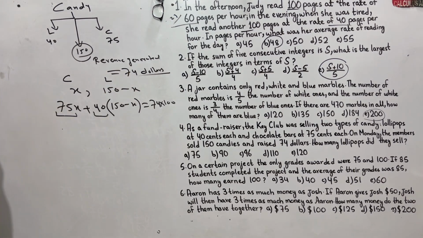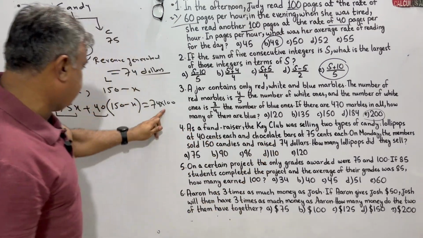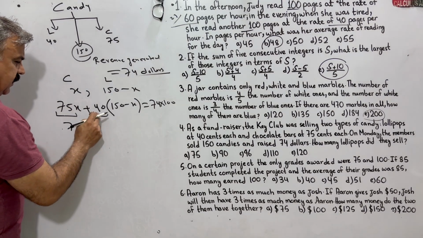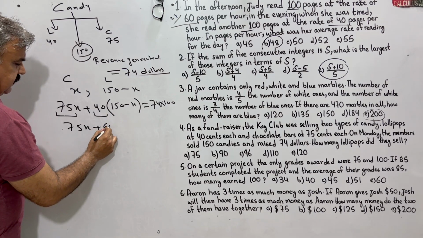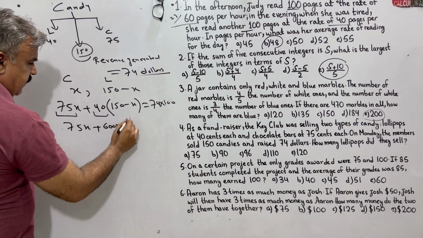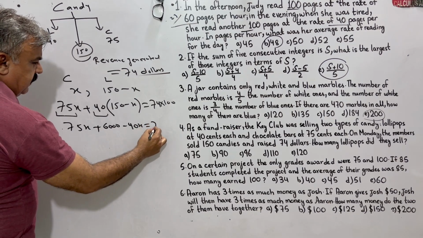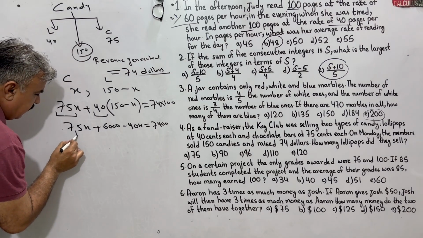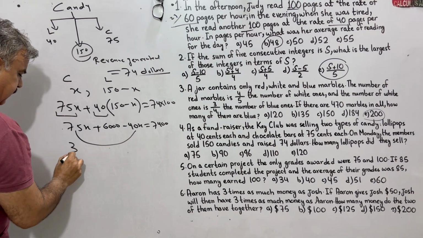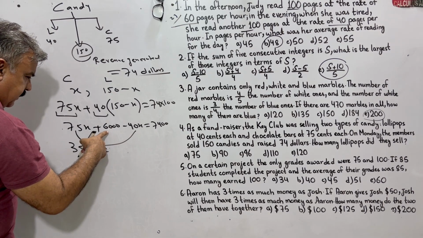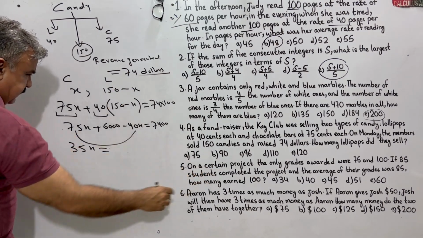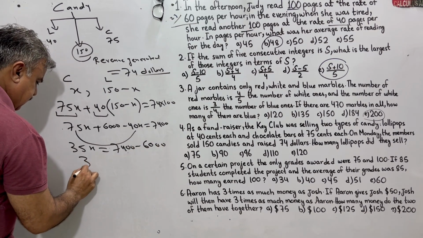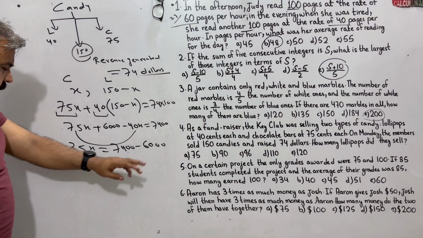I have converted $74 into cents. Now calculate 75x plus 40 times 150 minus x, which is 6000. It will become 6000 minus 40x is equal to 7400. Now look at this: 75x positive minus 40x will become 35x. Let me shift 6000 to the right hand side: 7400 minus 6000. So I am going to have 35x is equal to how much? 1400.